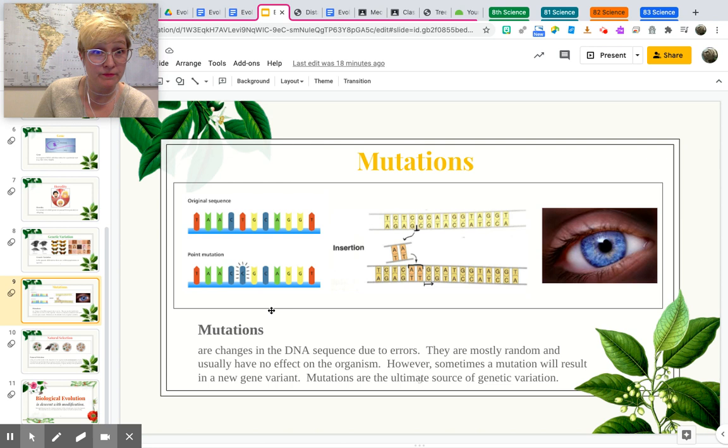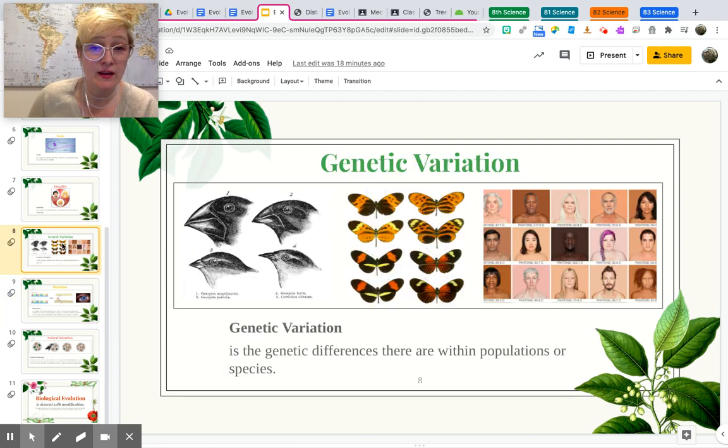Because there's room for error. Error is built in, knowing that we're going to make some mistakes and that's okay. However, sometimes a mutation will result in a new gene variant, like blue eyes. This is rare, but over the course of 4.5 billion years, there have been a lot of them. And these mutations are the ultimate source of genetic variation. So they give us all the types of variation that we see here.